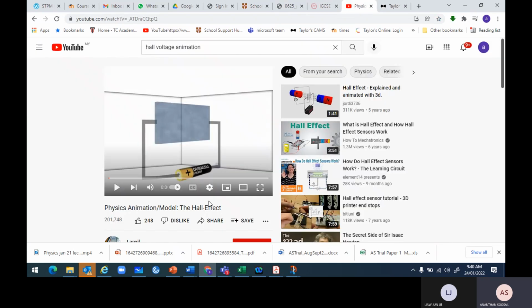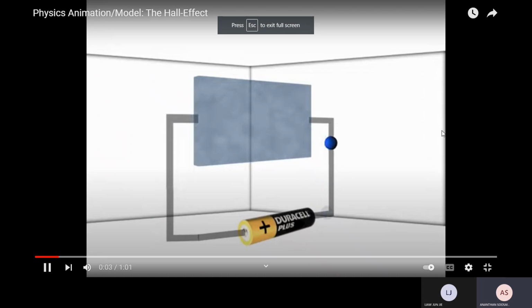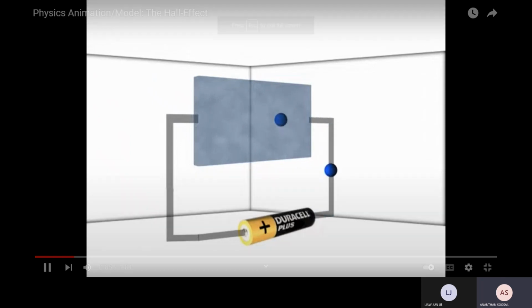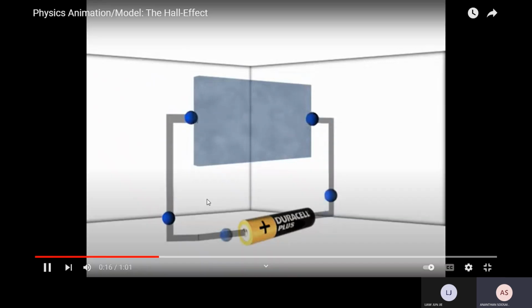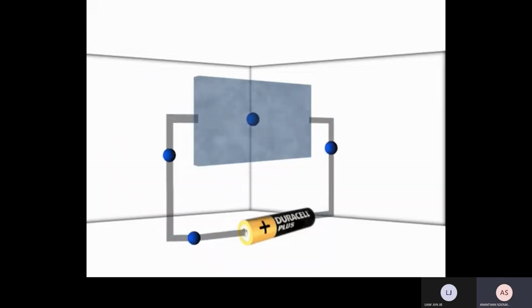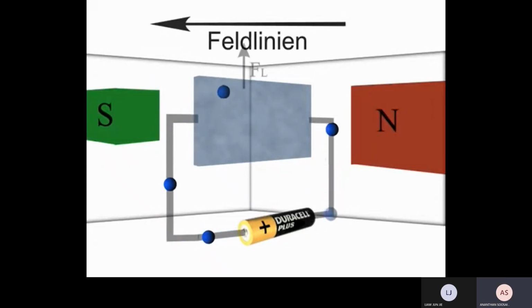Okay, maybe so. Yeah, this has lots of animation. So you apply a battery, so electrons move that way. They are moving straight, not disturbed by any field. Okay, so suddenly what happened? We apply a magnetic field, and the electrons are deflected upwards.